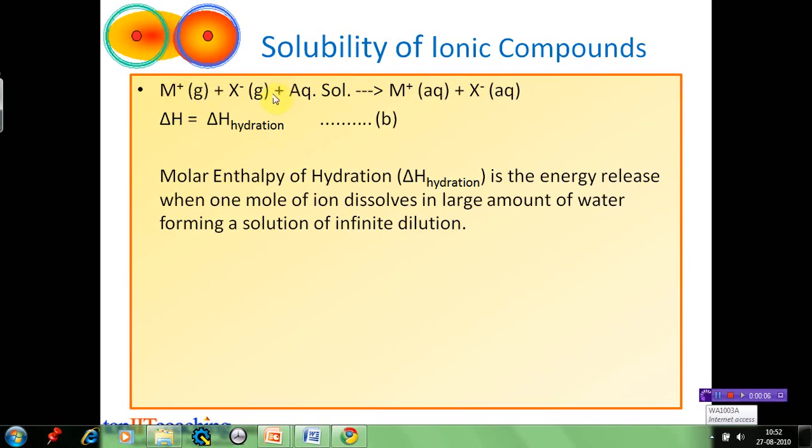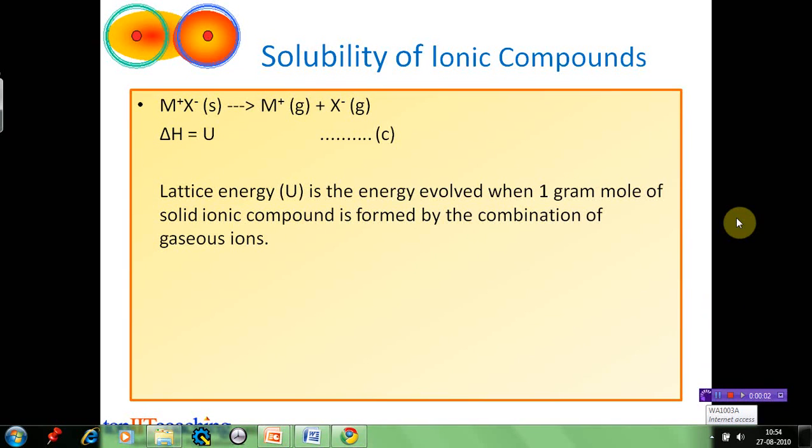Let's consider another equation in which gaseous cations and anions, instead of the solid ionic compound, are dissolved in water, and the anions and the cations get solvated, or say hydrated. In this case, the enthalpy of reaction will be equal to the enthalpy of hydration. We can define molar enthalpy of hydration, denoted by delta H hydration, as the energy which is released when 1 mole of ions is dissolved in a large amount of water, forming a solution of infinite dilution. That is, as compared to the volume of water, the ions will be in very low quantity.